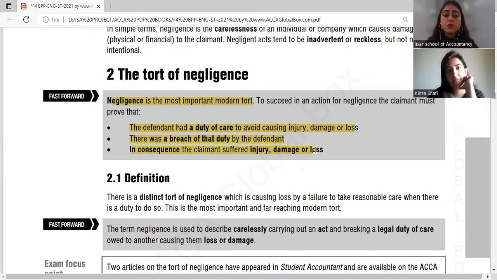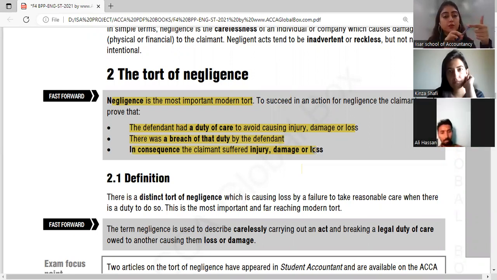Next, there was a breach of that duty by the defendant. Now you have to prove in the court that there was a duty of care, number one. Number two, that duty was breached. And number three, because of that breach of duty, you particularly, because you're going to the court and suing that defendant, were injured, suffered damage, or suffered a loss. So these three things must be proved in the court. Number one, the defendant had the duty of care. Number two, he breached that duty of care. And number three, you suffered a loss because of that breach of duty of care.